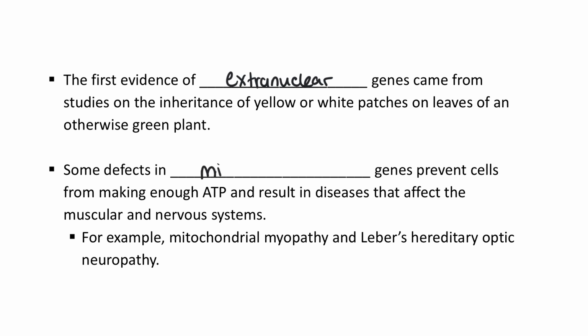Some defects in mitochondrial genes prevent cells from making enough ATP and result in diseases that affect the muscular and nervous systems. For example, mitochondrial myopathy and Leber's hereditary optic neuropathy are examples of these diseases where there are defects in those mitochondrial genes.